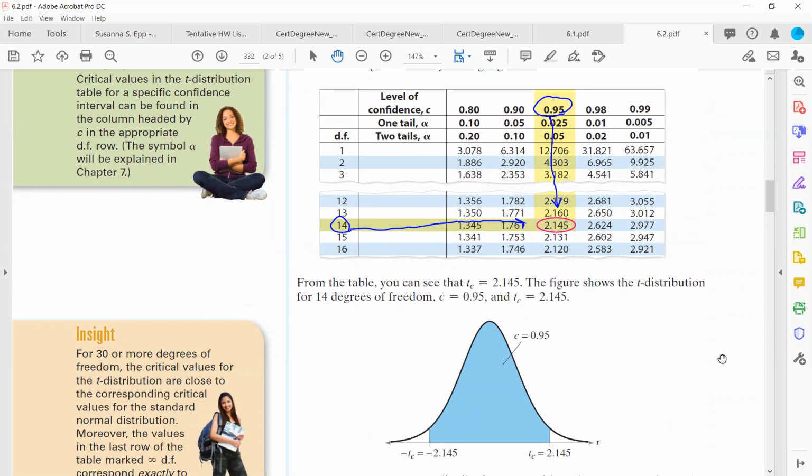T-table doesn't have any negative value. T-table is always positive. So you found a positive T value, critical value. You put a negative sign in front of it and you have the second critical value.